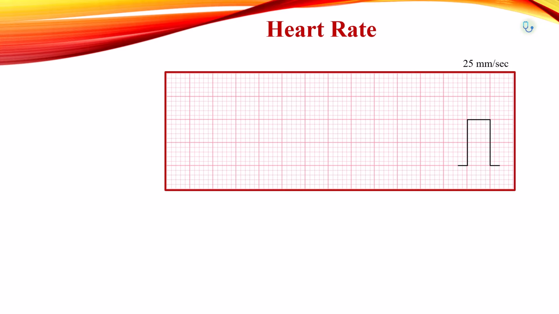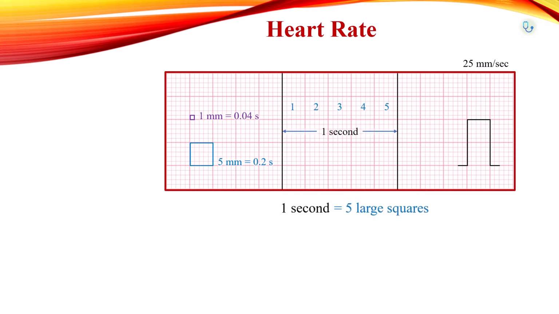On standard speed, 1 small square or 1 mm equals 40 milliseconds. One large square contains 5 small squares, representing 200 milliseconds. And 5 large squares equal 1000 milliseconds or 1 second. The rhythm strip contains 50 large squares or 10 seconds.